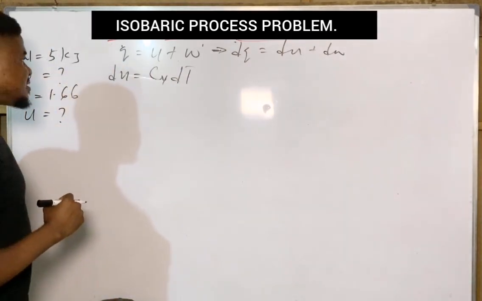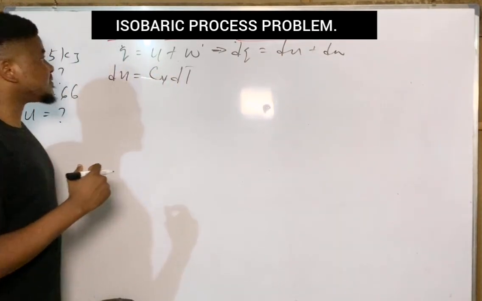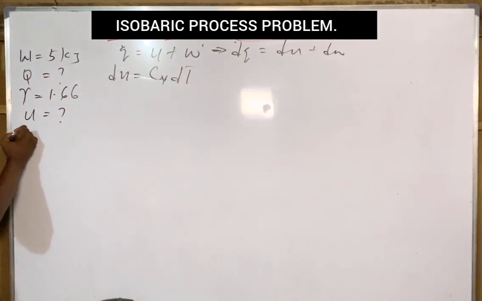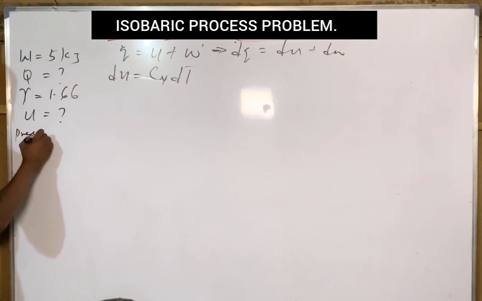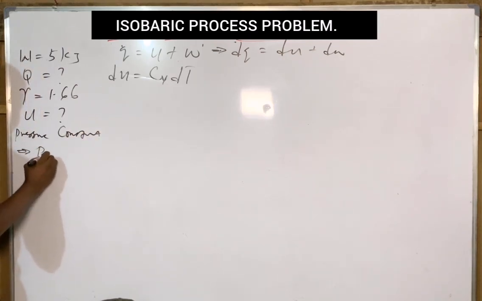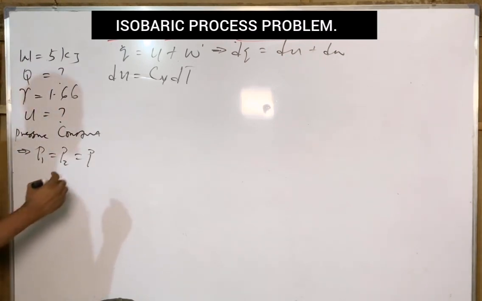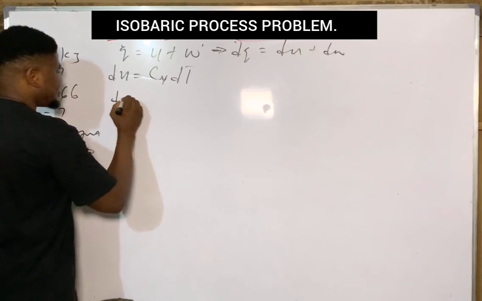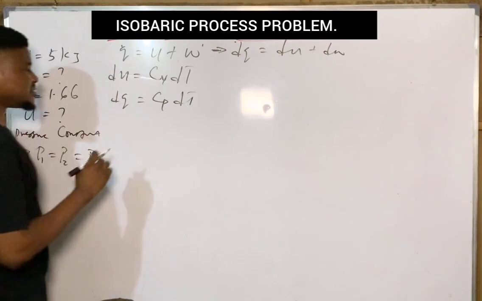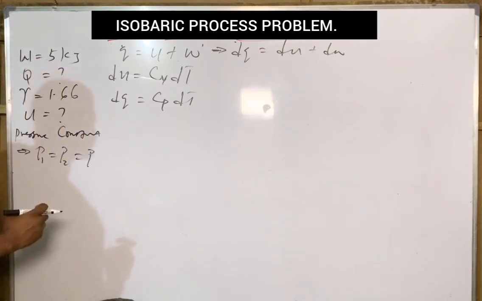And for dQ, please keep in mind that this is a constant pressure process. The question says at constant pressure, so pressure is constant. This simply implies that P1 equals P2, which could be likened to P. So at constant pressure, heat supplied dQ is equal to Cp dT. Also keep this in mind: at constant pressure the heat supply is given simply as Cp dT.